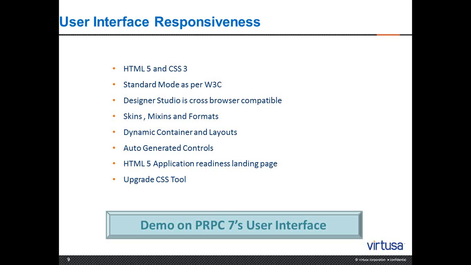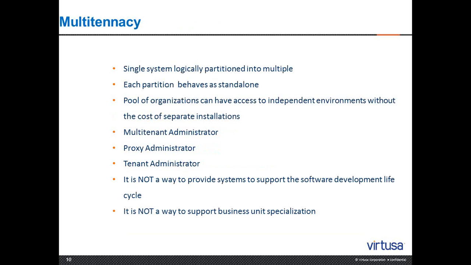So in the next slide we talk about multi-tenancy. Multi-tenancy is one more addition in Pega 7. So now Pega 7 comes with a normal installation and a multi-tenancy installation. What multi-tenancy is: we install on a single machine and it is logically partitioned into multiple partitions. Every partitioned machine will work as a standalone, and it helps multiple organizations to have an independent environment without the cost of separate installation.